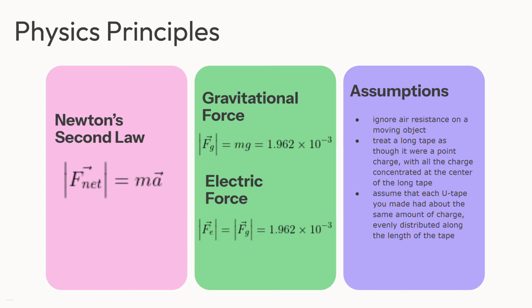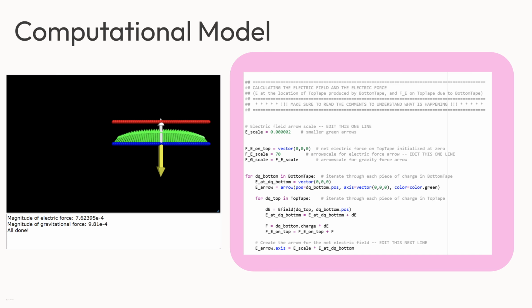Now the differing part is our new assumptions in this new computational model. We're still going to ignore air resistance on our tape, but now we're going to treat the long tape as though it's a long line of point charges rather than one point charge in the center. We're now going to consider them distributed out along the long rod of point charges, and we're also going to assume the charges are evenly distributed.